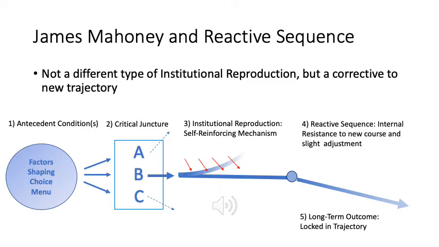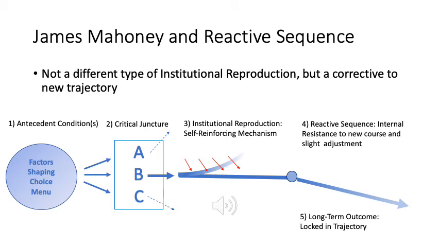Now, when you read the Mahoney article, you realize that he talks about reactive sequences in a slightly different way. For him, a reactive sequence is not really an institutional reproduction type 2, but it's something that comes after institutional reproduction or is a reaction to institutional reproduction. It's a corrective to the new trajectory. So you get the antecedent conditions that shape the choices available at the critical juncture. At the critical juncture, one particular choice is made because of particular dynamics going on at that short period of time. And then you get self-reinforcing mechanisms that keep the trajectory going a particular way.